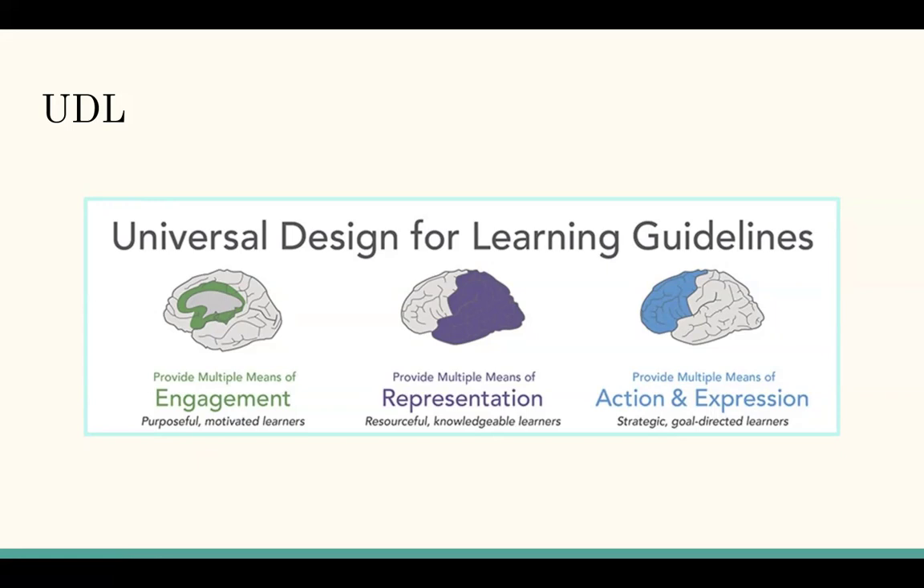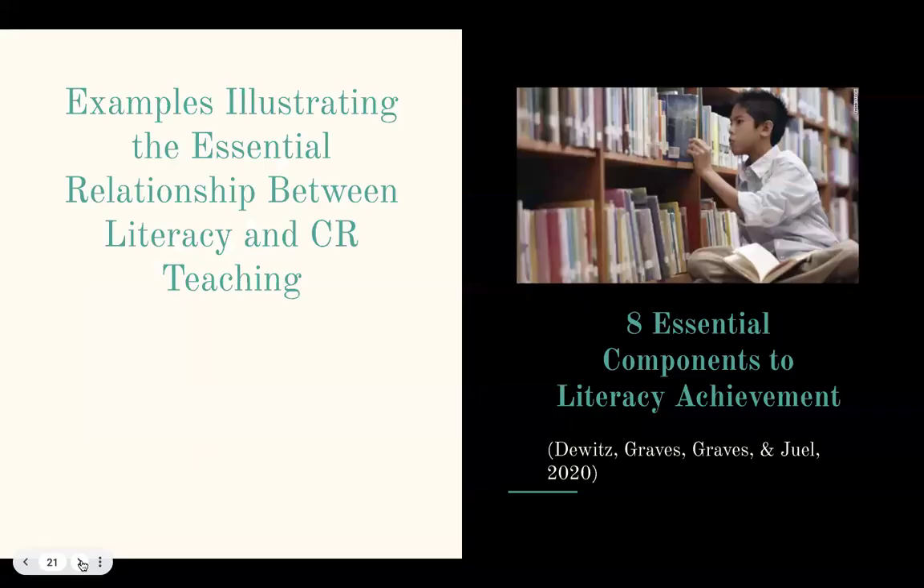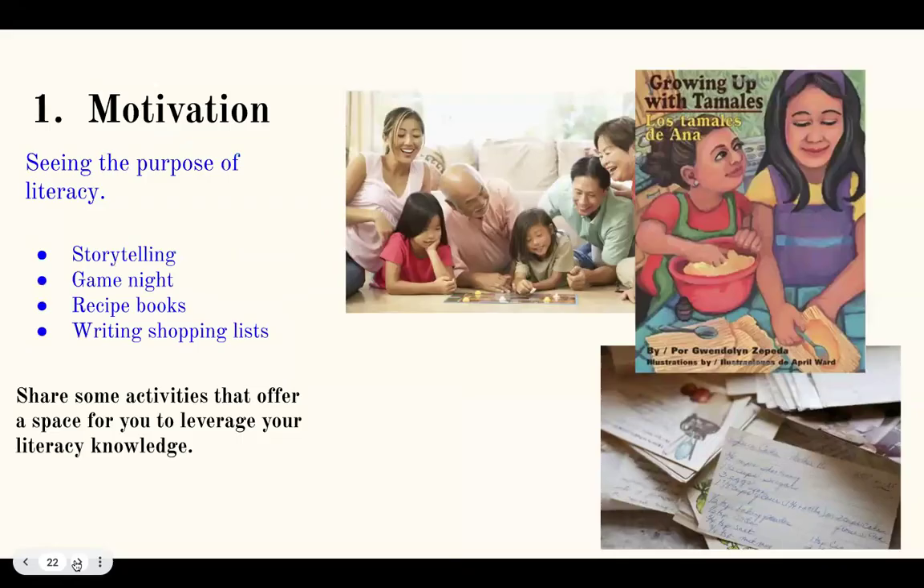Some might be more inclined to develop a web page than to write a formal paper. Are those more effective opportunities for the students to showcase their knowledge of particular elements of content? So thinking about these different ways in which students can engage with the material to meet these goals. And lastly, I want to illustrate this relationship between literacy and culturally responsive teaching. DeWitt and colleagues talk about eight essential components to literacy achievement, which I'll discuss, specifically sharing how cultural responsiveness can work with those essential components to enhance learning.